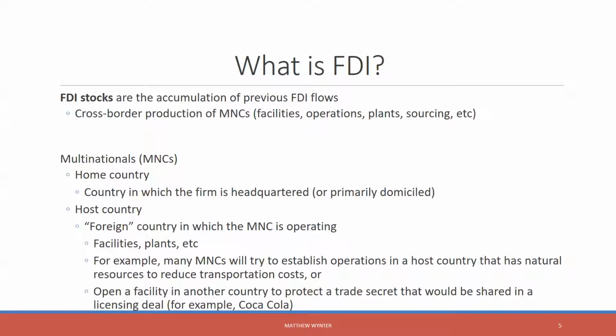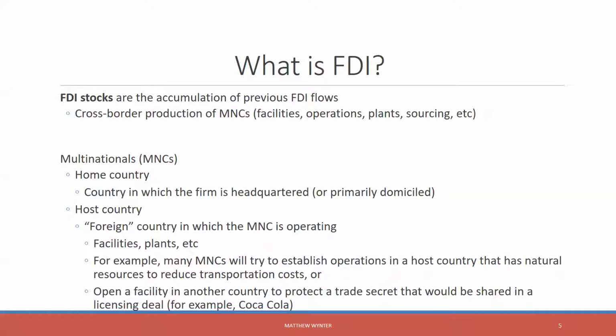A few more terms. I know you're very familiar with the multinational corporation, MNC. The main idea is that the firm has a country in which it's headquartered or primarily domiciled, and that's distinct from the host country, which is the country in which the foreign firm operates. And that could be, again, facilities, operations, plants, sourcing, etc. Many multinationals will try to establish operations in a host country that has natural resources to reduce transportation costs. Or you may choose to open a facility in a host country as opposed to agreeing to a licensing deal because you want to protect a trade secret.